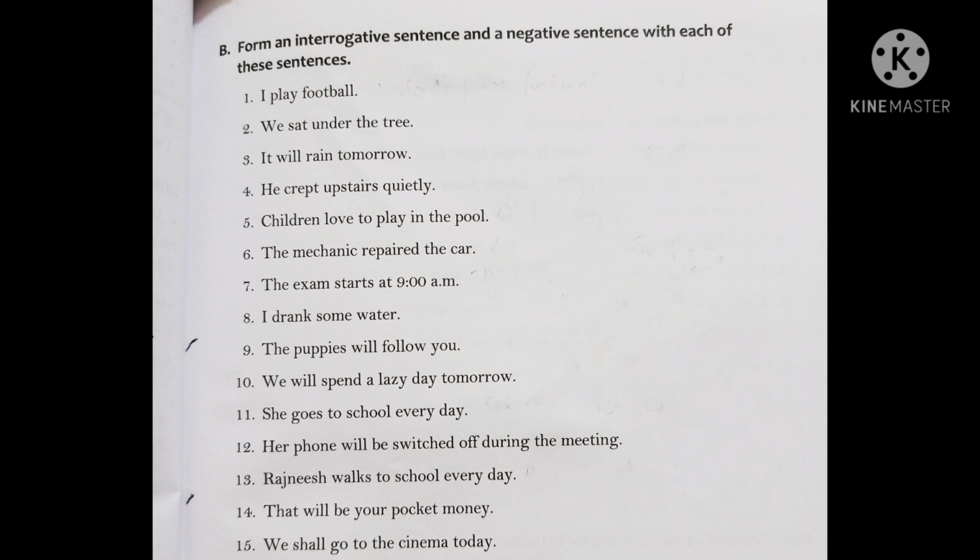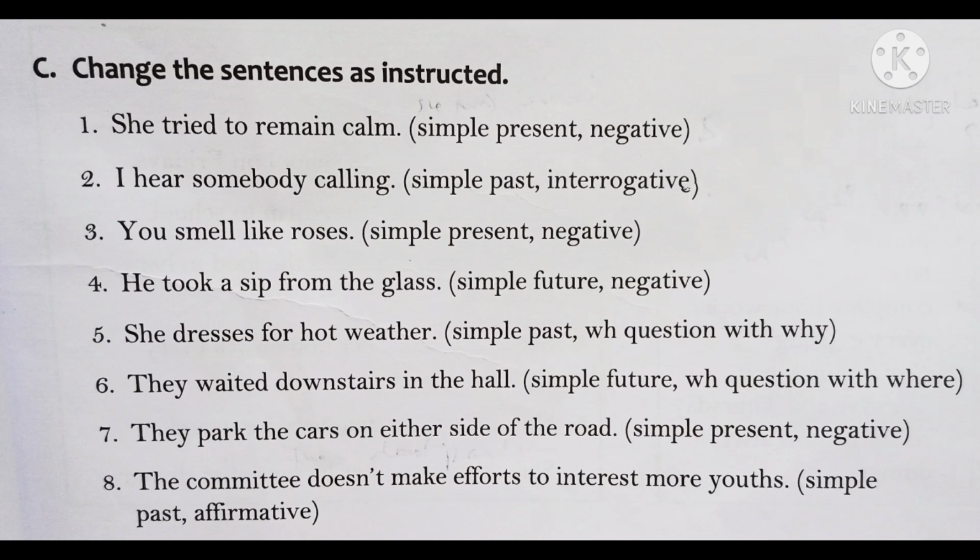Now hopefully you will be able to do the rest on your own. Now exercise C on page number 69. Number 1. You have to change the sentence as instructed. So number 1, you have to change in simple present negative, right? This sentence is in simple past. She tried to remain calm. But how would you change it? She does not try to remain calm, right?